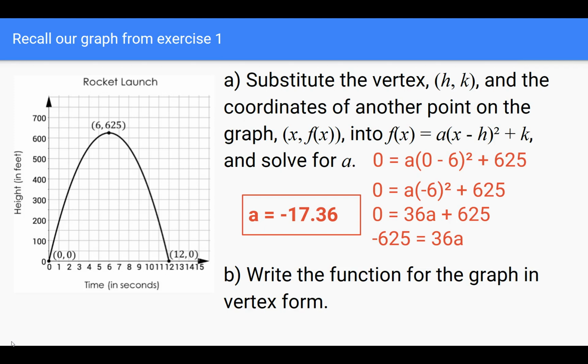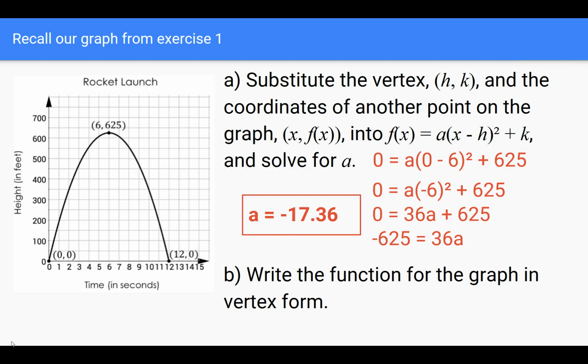So we have negative 17.36 equals a. So now I have the pieces I need to plug in. I need an h, I need a k, and I need an a value. Okay, those are the numbers we're going to plug in.